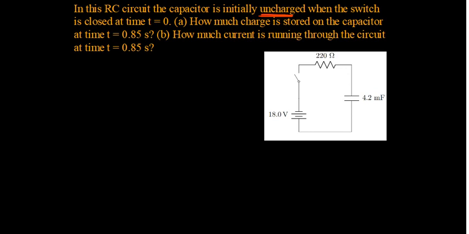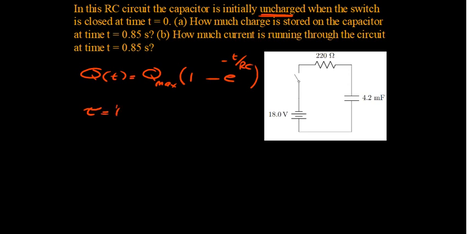So to calculate how much charge is stored on the capacitor at that time, we should be using this formula. Q as a function of time will be Q max multiplied by 1 minus exponential t over RC, which is a time constant. Okay, but if we look carefully, we don't have the time constant or the value of RC, and we don't have the Q max. It's easy if we start calculating that.